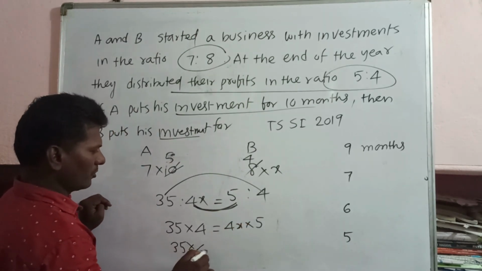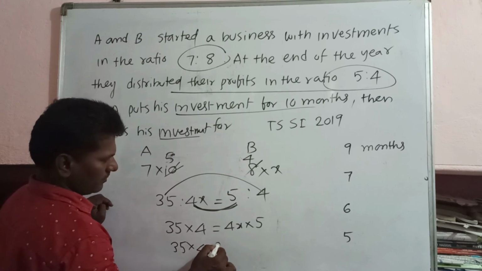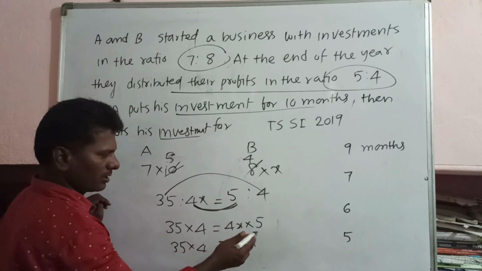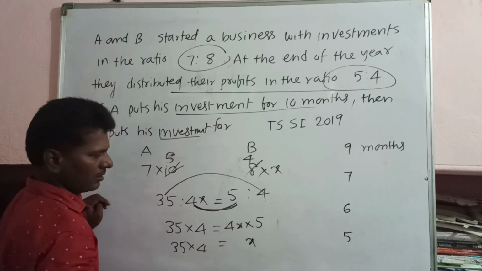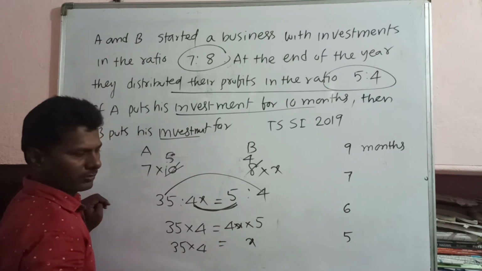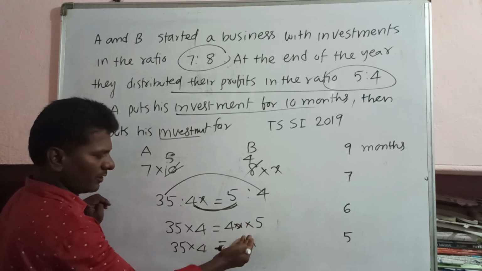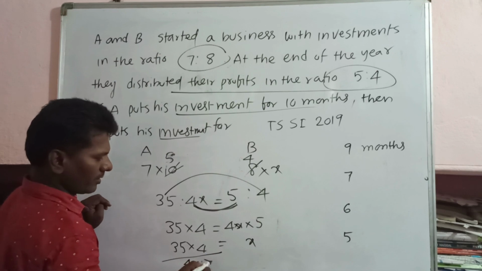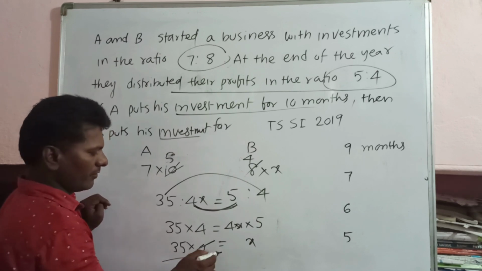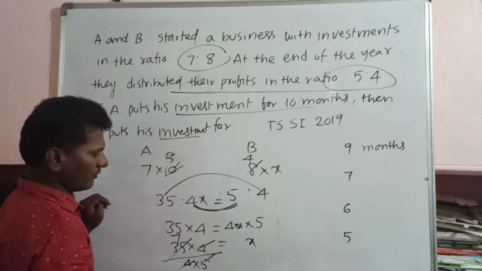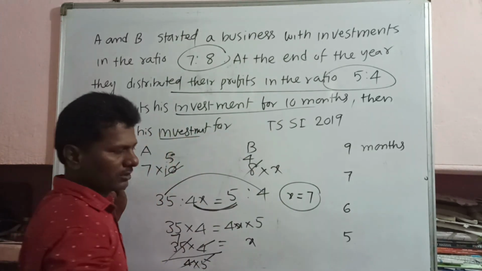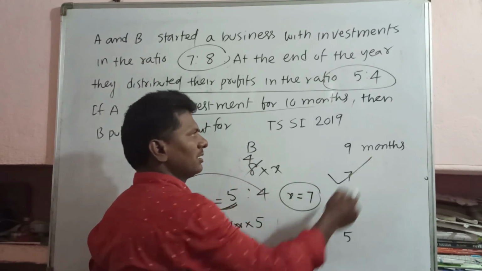35 into 4. I need only x, so I have to send this 4 and 5 to this side. 4x means here 4 into 5. I am sending this 4 into 5 to this side, so we divide by 4 into 5. The 4s get cancelled. 5 1s are 5. 5 7s are 35. So x is equal to 7 months. So 7 months is the right answer.